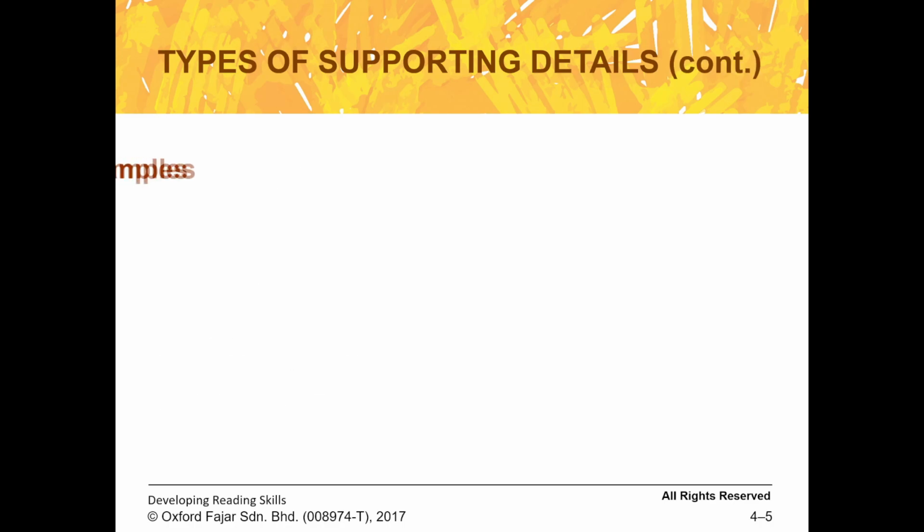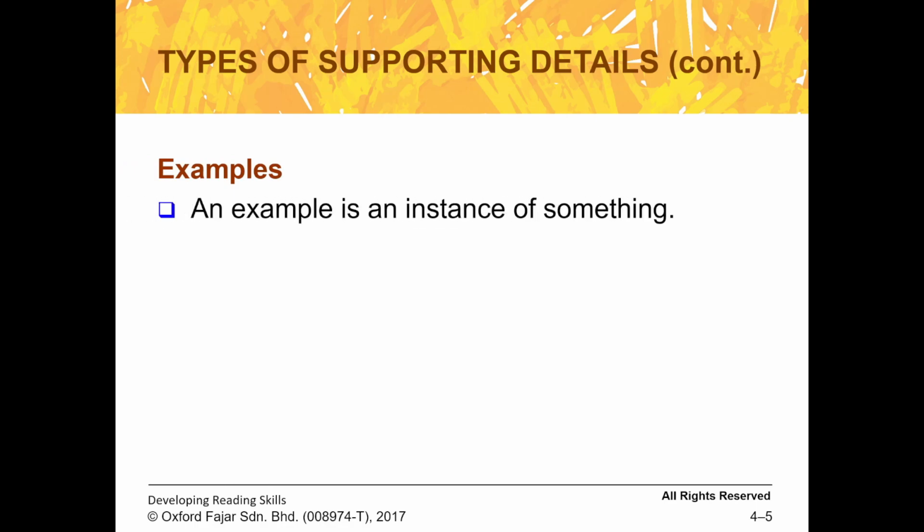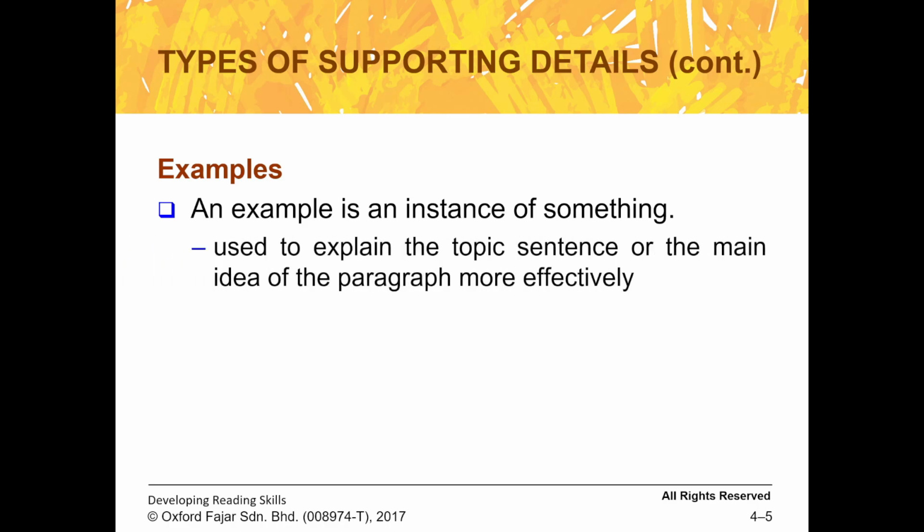So now let's look at them one by one. The first thing is examples. An example is an instance of something you want to show about that thing. It is used to explain the topic sentence or the main idea of the paragraph more effectively. Examples can be brief or even elaborate depending on how you want to use them. It can be brief when you want to give a short example, or elaborate whenever you want to explore the topic sentence or the main idea even more.